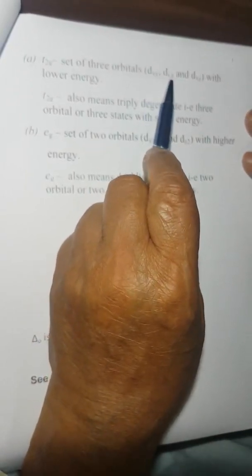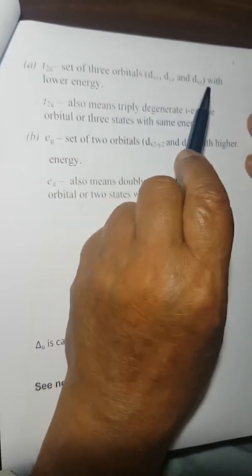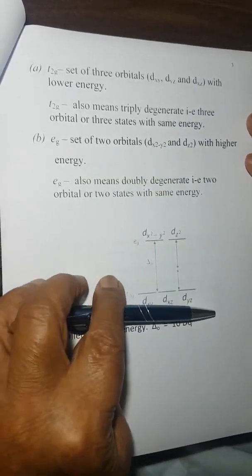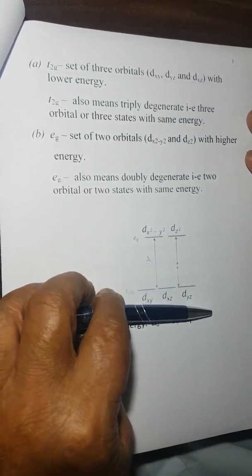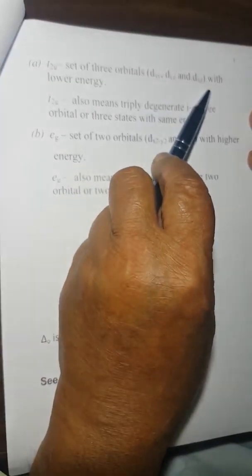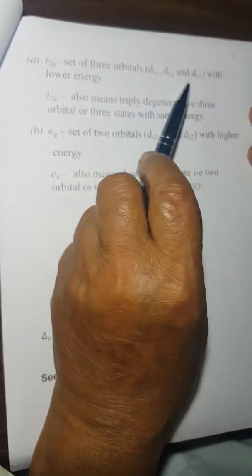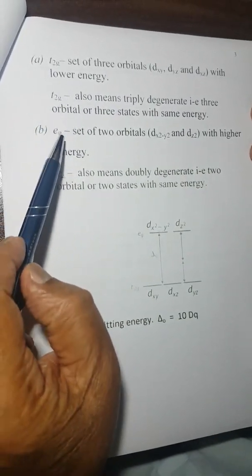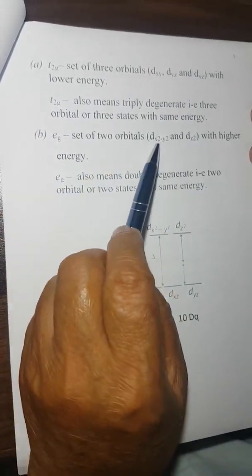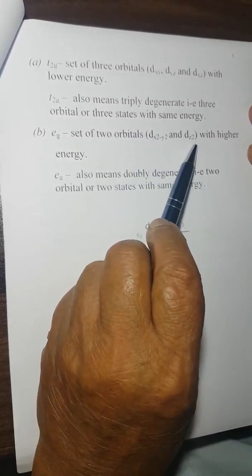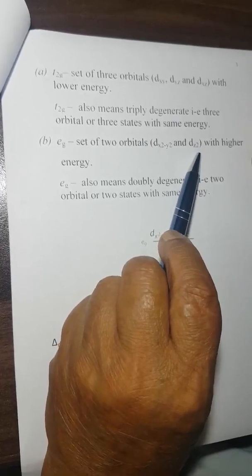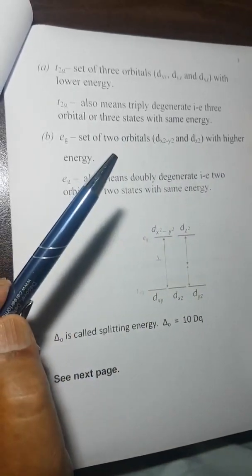The t2g set is dxy, dxz, and dyz. This remains lower in energy because no ligand is coming on these orbitals. No interaction is going on. The interaction is going on with the eg set of orbitals, dx square minus y square and dz square, which are higher in energy.